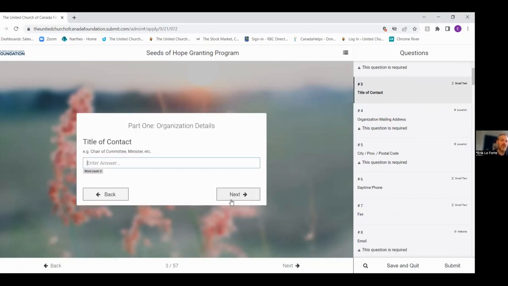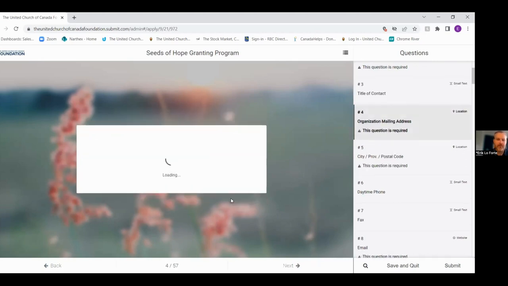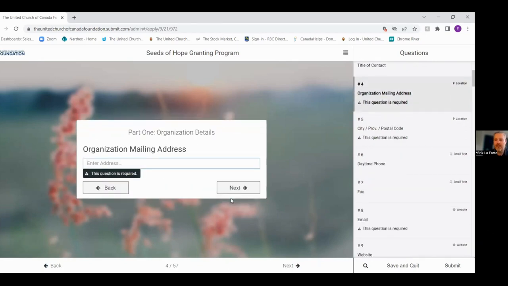The next question is the title of this individual, the primary contact. So this could be a chair of a committee, a minister, an executive director. Again, this just helps paint a picture of who we are speaking to, who we are asking questions to. The organization mailing address. What is the mailing address of this organization? Where possible, we ask that you refrain from writing in a treasurer's personal mailing address. We like to have the address of the actual organization itself. Of course, there are always circumstances, and if there is a reason why you think your organization mailing address is best not to include, please reach out to us and we'll talk about best steps.